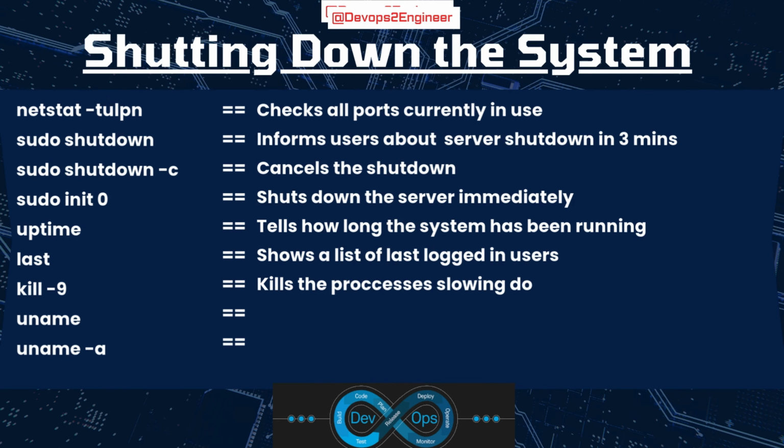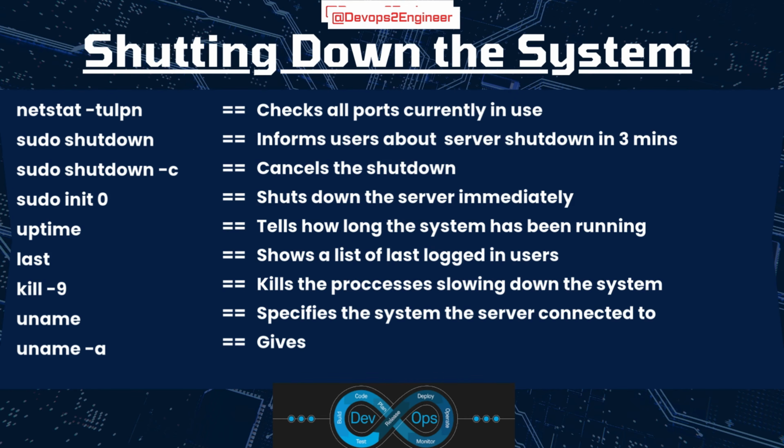Uptime shows how long the server has been running. Last shows a list of all last logged users. Kill -9 kills all the processes slowing down the server. Uname specifies what server the system is connected to. Uname -a gives more detail of the system connected.